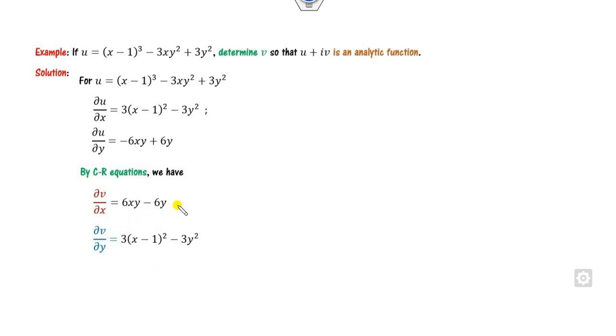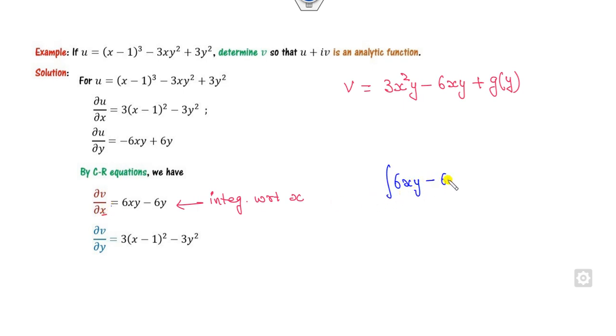Now I can integrate this term with respect to x. So what will happen? V is my 3x square y minus 6xy plus g of y. Clear? You can see how you can integrate this term minus 6y with respect to x. 6y is constant, x is my x square over 2, 6y is my constant, integration of the 1 is my x. So it is 6xy, it's 3y square.